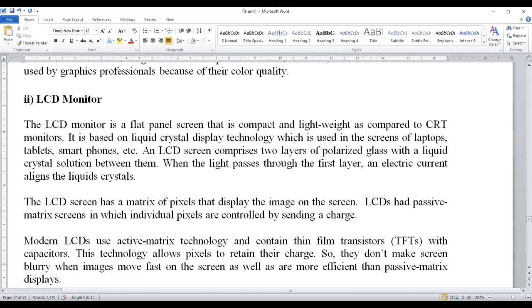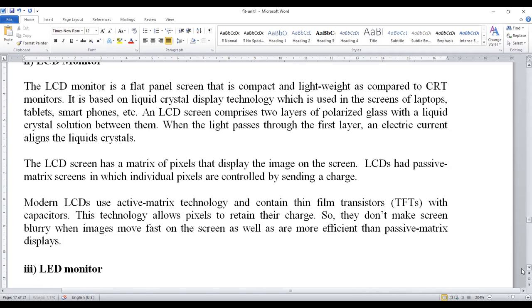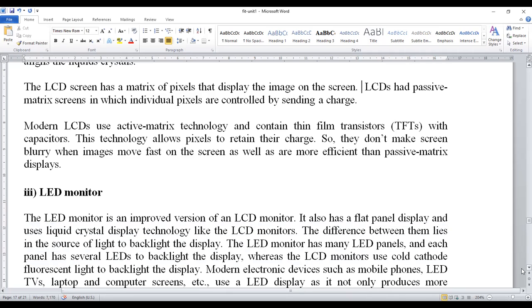Modern LCDs use active matrix technology and contain thin film transistors with capacitors. This technology allows pixels to retain their charge, so they don't make the screen blurry when images move fast on the screen, and it is also more efficient than passive matrix displays. Modern LCD technology uses TFTs, thin film transistors. Because of this technology, we cannot see blurring on the screen. We'll have a look at these LCDs also.